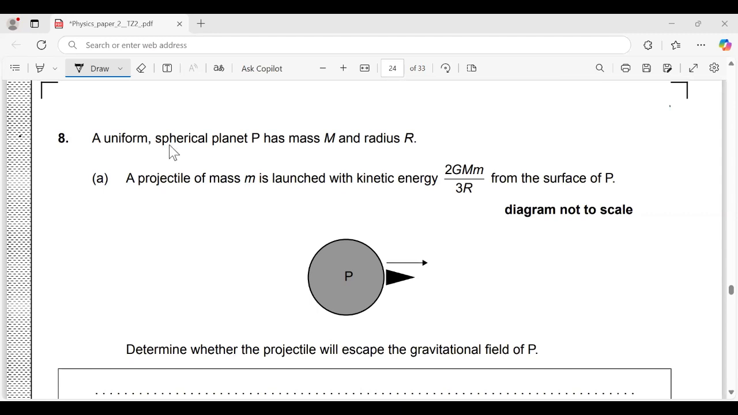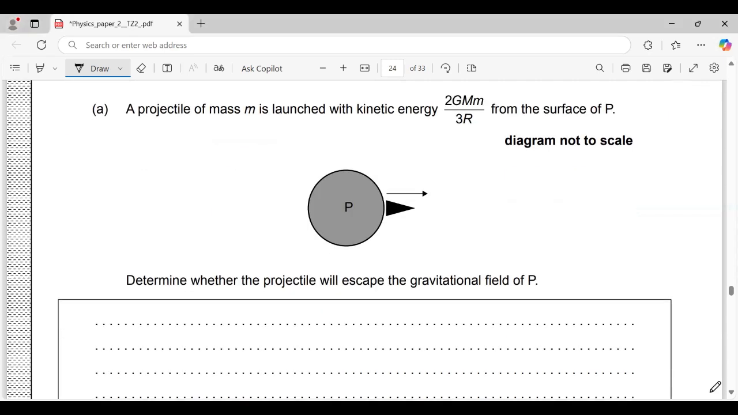A uniform spherical planet P has mass m and radius r. A projectile of mass m is launched with kinetic energy 2GMm over 3r from the surface of P. Determine whether the projectile will escape the gravitational field of P. Let's start by comparing the kinetic energy of the projectile with the energy required to escape.